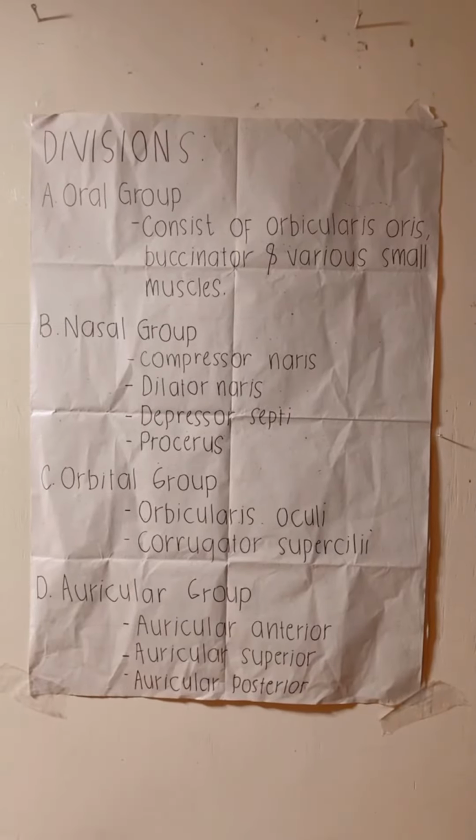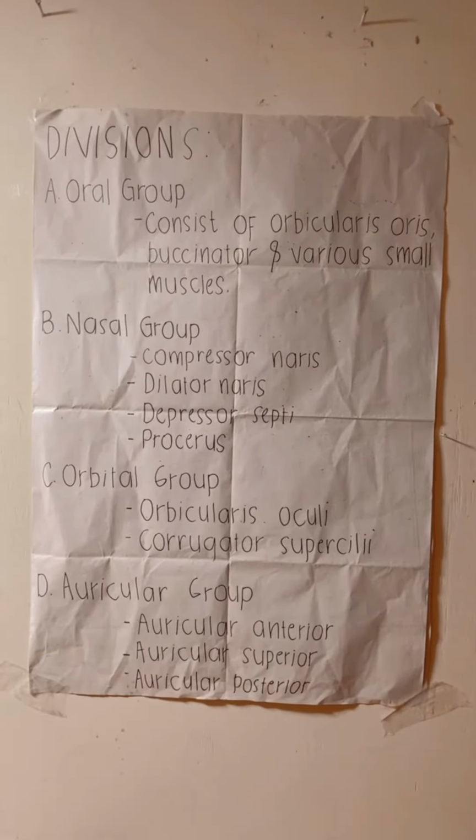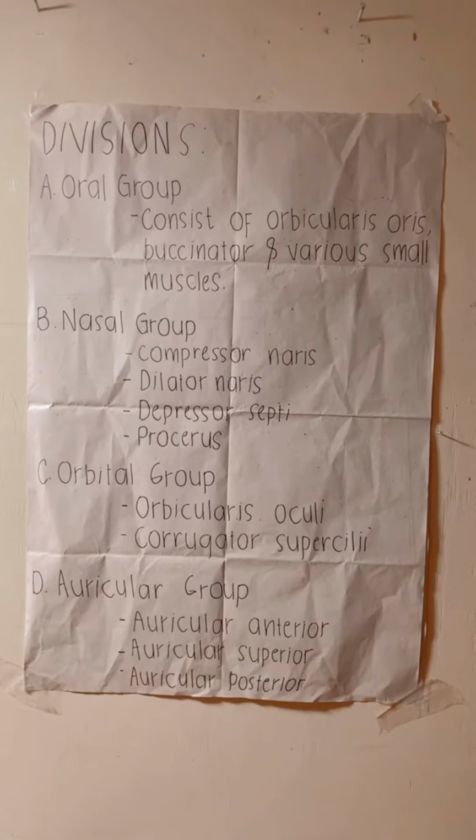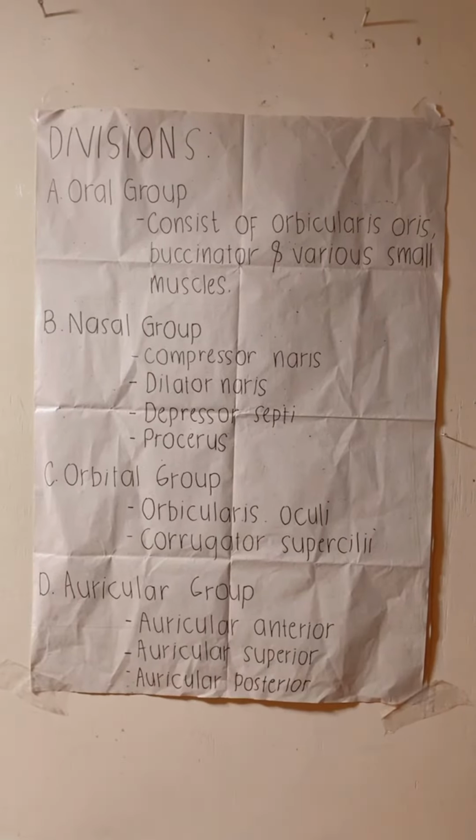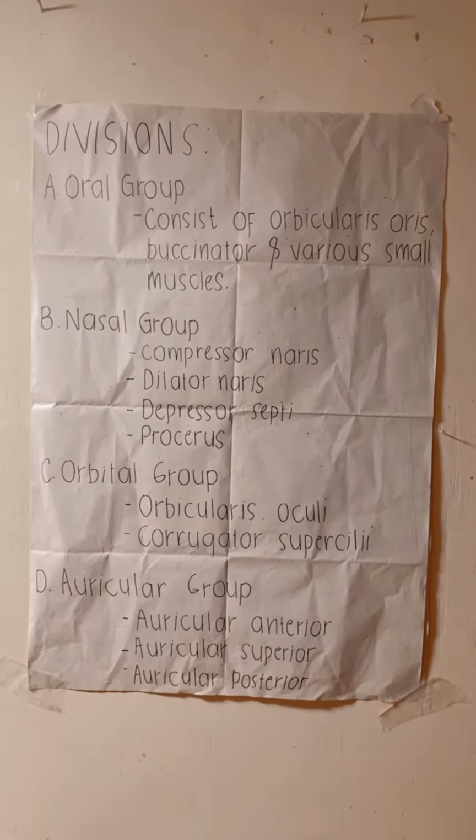Next one is the nasal group, which consists of the compressor naris, dilator naris, depressor septi, as well as the procerus. The nasal group of the facial muscles is associated with the movements of the nose and the skin around it. Note that the nasalis is the largest among the nasal muscles.